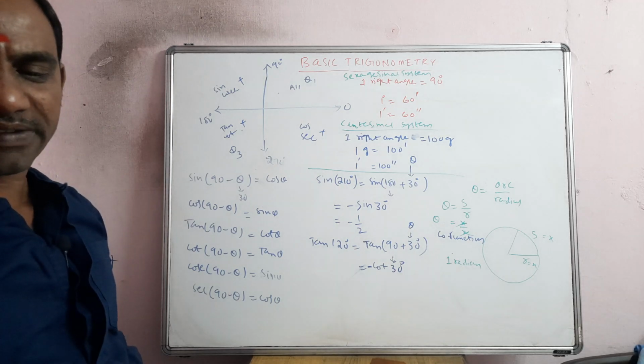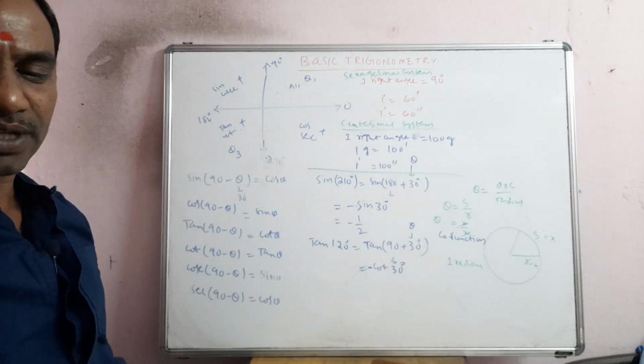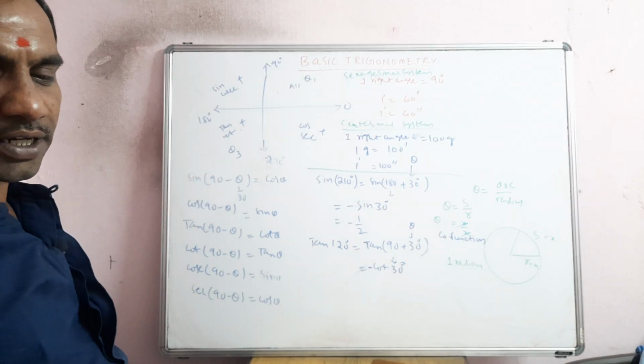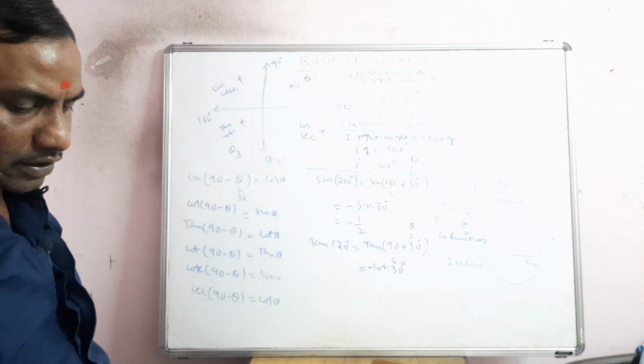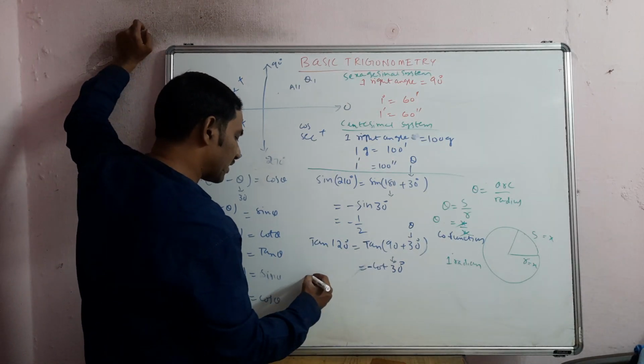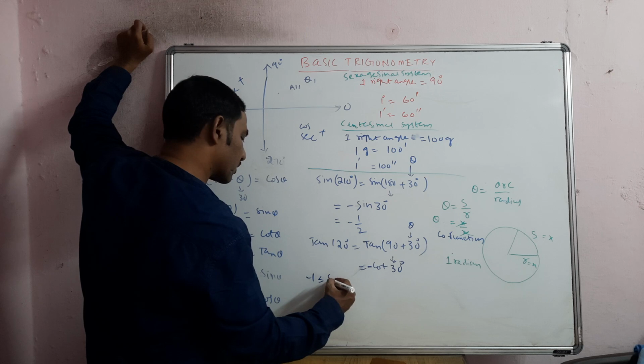And some formulas are there, like sin of a plus b and all. Generally those will be available in the books. You can learn them. And that's it. I think nothing more is required in trigonometry. But one thing you remember: in trigonometry, sin theta values will be between -1 and +1.